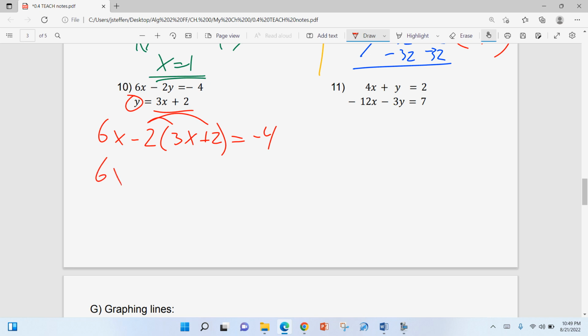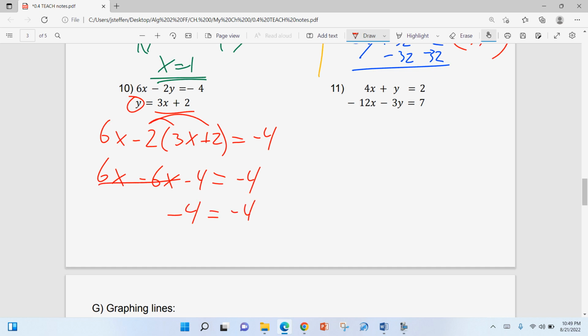So distribute that negative 2. That's negative 6x minus 4. 6x and 6x cancel, so we're left with negative 4 is equal to negative 4. So just like we had earlier, that means the answer is all real numbers.